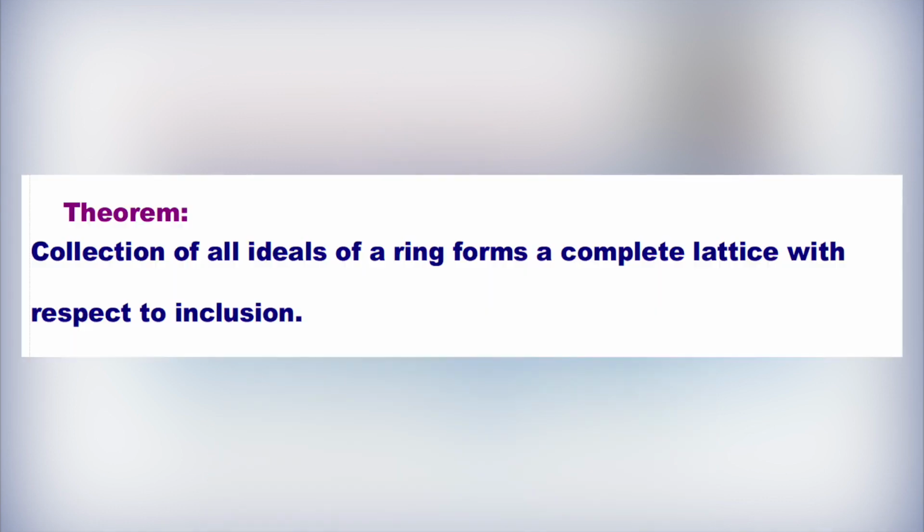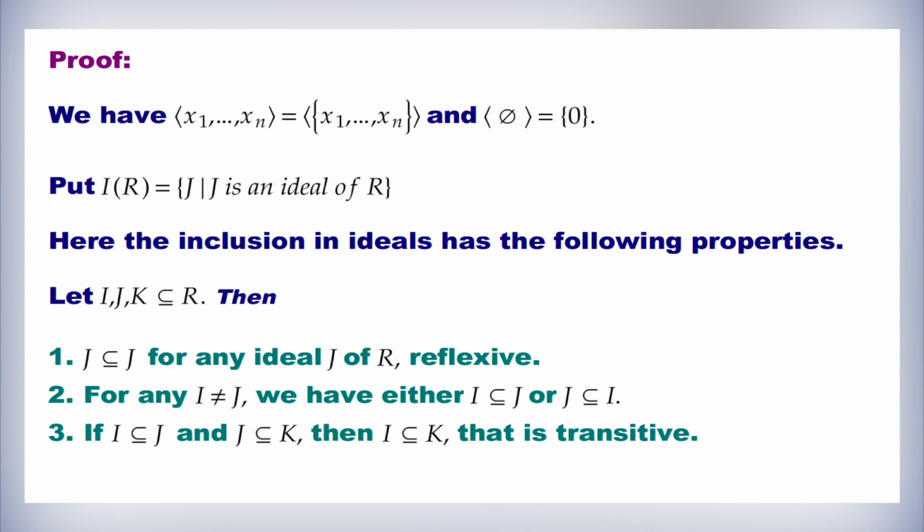The next theorem will show you the relationship between ideals and lattices. Theorem: the collection of all ideals of a ring forms a complete lattice with respect to inclusion. The proof: we have the ideal generated by x1, x2, up to xn is equal to the ideal generated by the set {x1, x2, up to xn}, and the ideal generated by phi, the empty set, is equal to 0. Put I(R) equal to the set of all J such that J is an ideal of R.